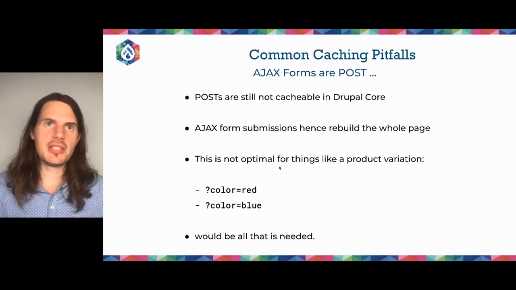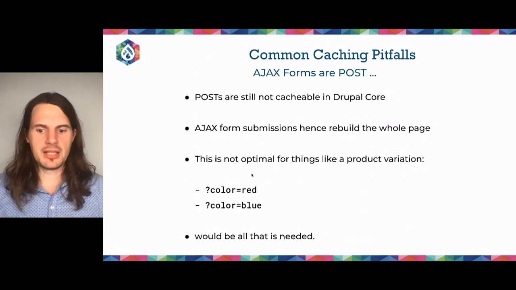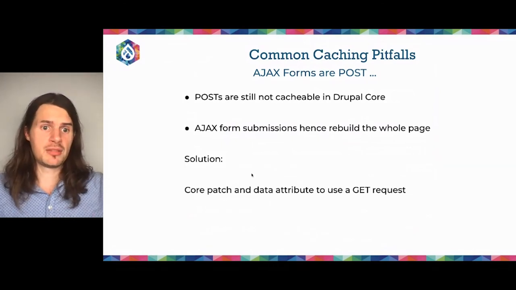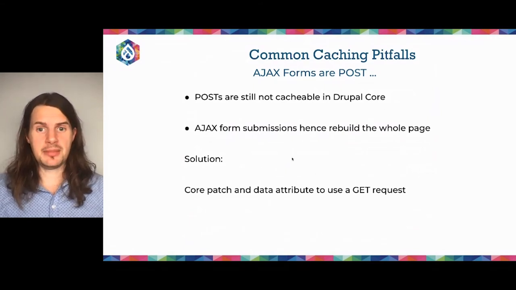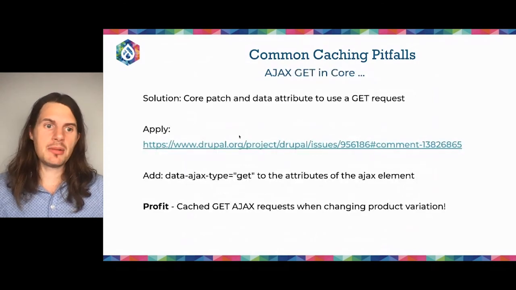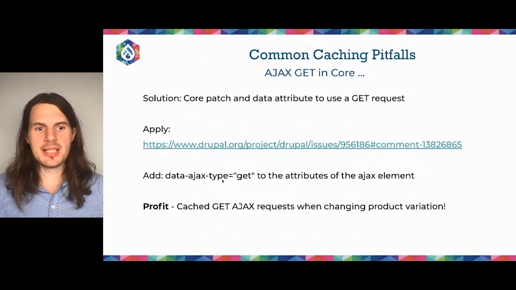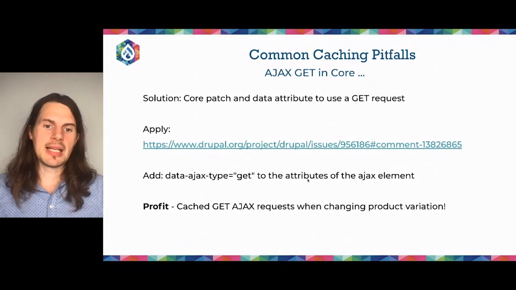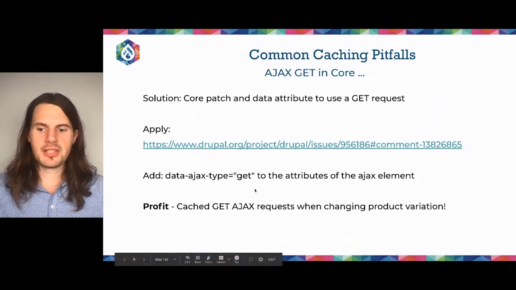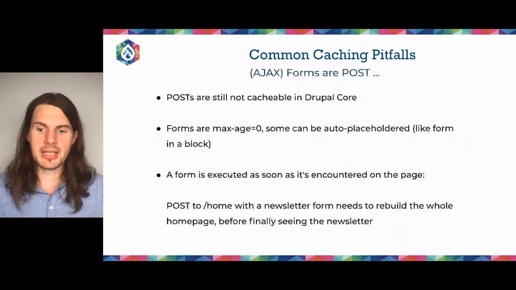Like if you have some Ajax and you have some t-shirts and you want to have a red t-shirt, a blue t-shirt, then all that would be needed is a query parameter, but instead you have this huge Ajax POST to just re-render the page. The nice thing would be to just use a GET for this Ajax request. That's possible now. You just apply this core patch, you add data-ajax-type get to the attributes, and then the cached GET Ajax requests are coming when changing the product variation. So that works kind of out of the box. It's really just the core patch plus this on the element.